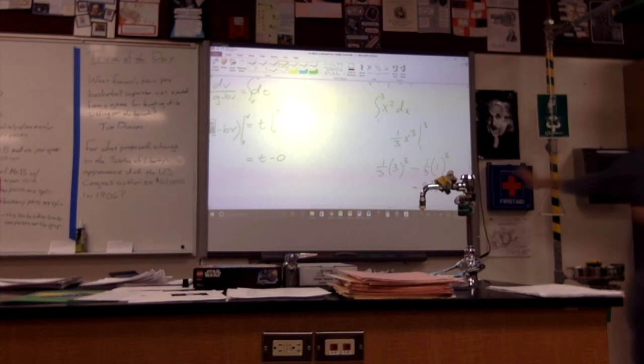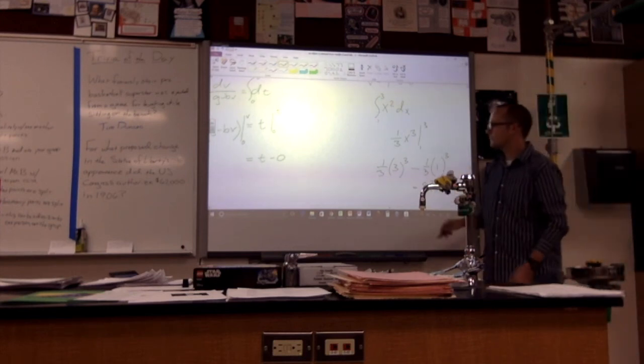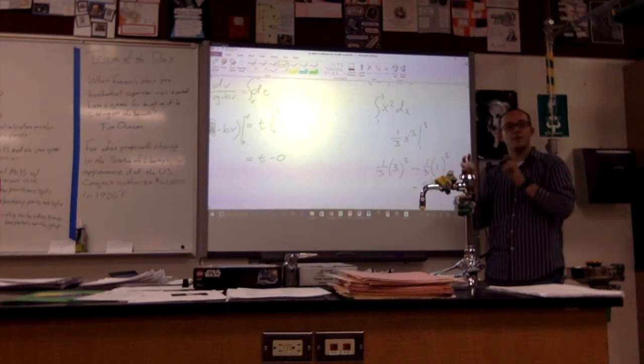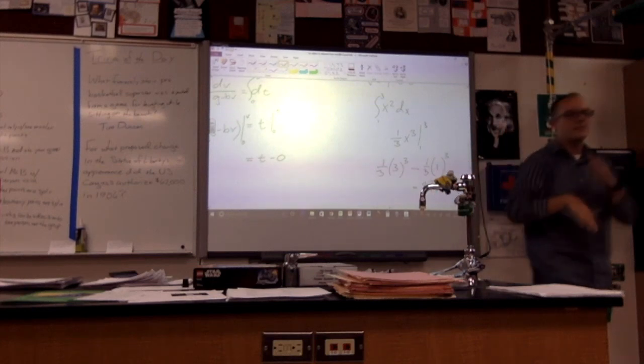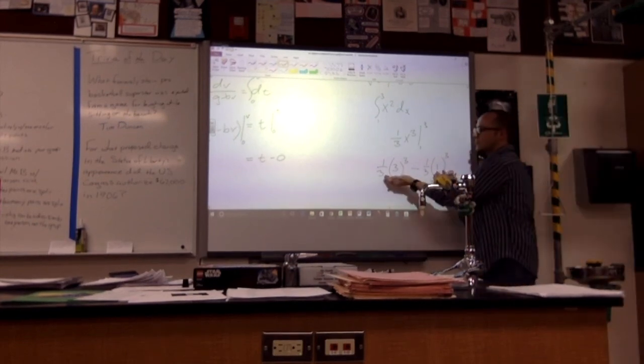That's your answer. That's an example. That's your area under the curve, hypothetically, of a limit. This is a sidebar. So this is what you do after an integral: you plug in your limits.